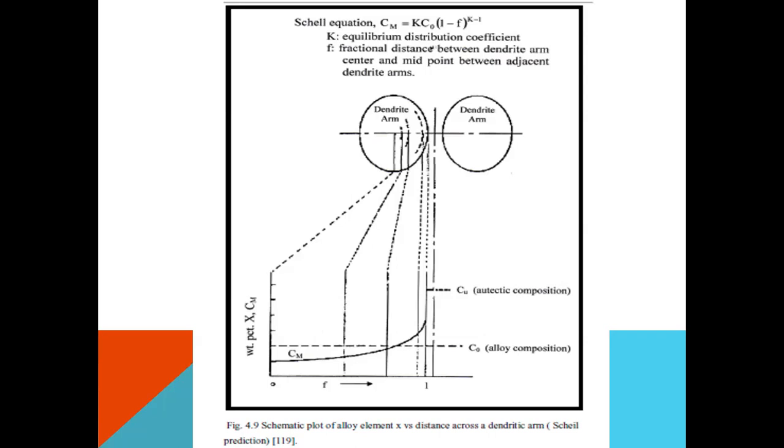This equation, Cm equals K C naught (1 minus F) to the power K minus 1, where K is the equilibrium distribution coefficient, and F is the fractional distance between the dendrite arm center and the midpoint between adjacent dendrite arms. C naught is the alloy composition, and the eutectic composition is also considered. Cm is the dendrite arm composition in the microstructure of copper-nickel alloys.